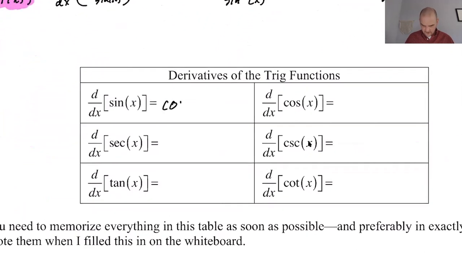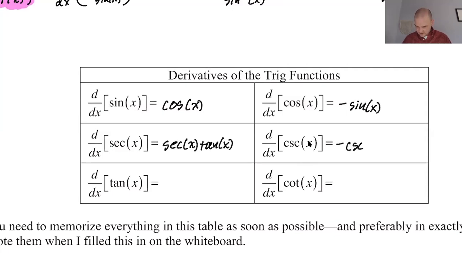So the derivative of sine is cosine. The derivative of cosine is negative sine. So these aren't as hard to memorize as you might think. The derivative of secant is secant tan. The derivative of cosecant is negative, and then just cofunctions, cosecant, cotan. The derivative of tangent is secant squared, and the derivative of cotangent is negative because of the cofunction, and then cofunction, cosecant.